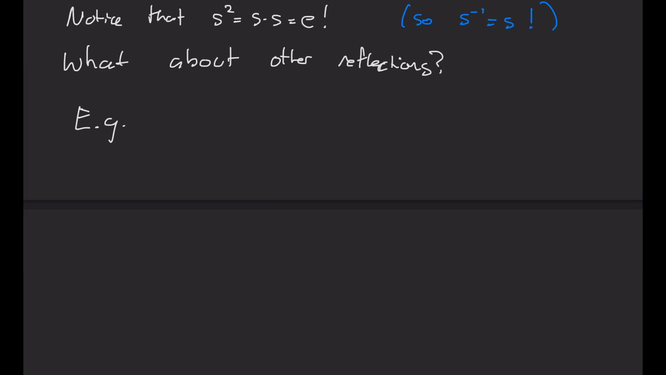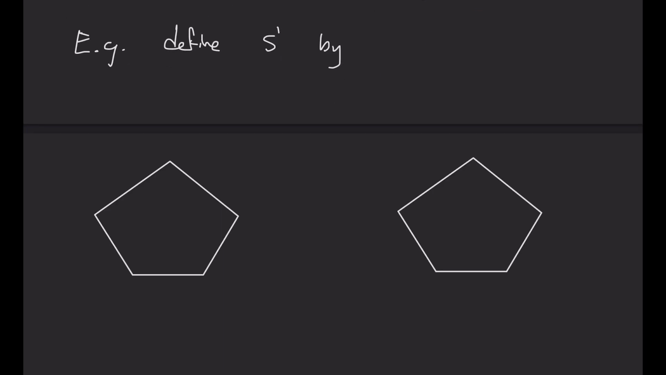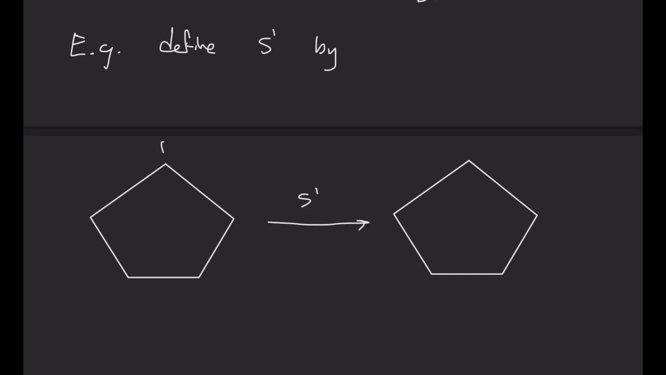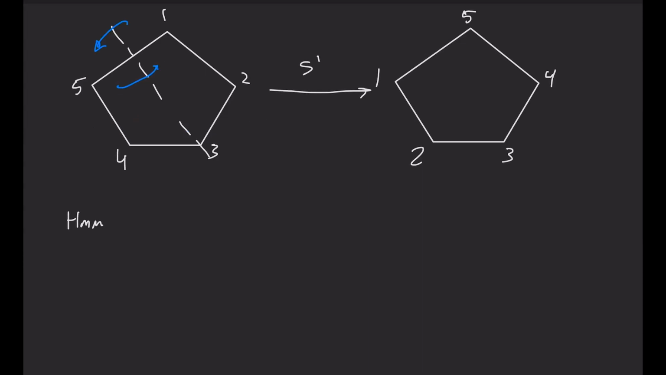Okay, but what about other reflections? So let's do some more pentagons and let's call another reflection S prime by a different axis. So we'll label this one and let's look at the line that goes through that vertex 3, for example. So 1 and 5 will swap and 2 and 4 will swap. And I get 5, 4, 3, 2, 1. But actually, that just looks like the same reflection that we had above, but just rotated. Interesting.